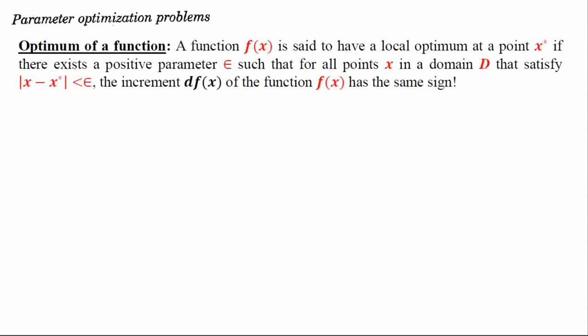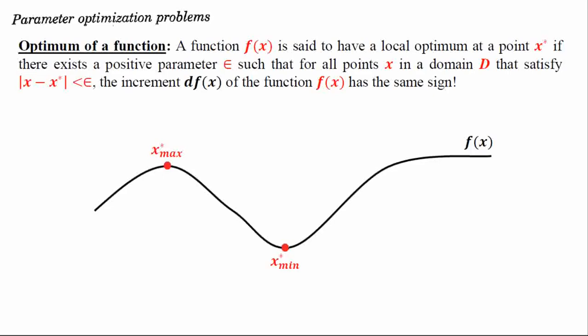To illustrate this concept, consider the function f of x shown by the figure below. This function has two stationary points as shown by x max and x min. At these points, the slopes of the tangent lines are 0. Slope of a tangent line is the first derivative of the function f of x.